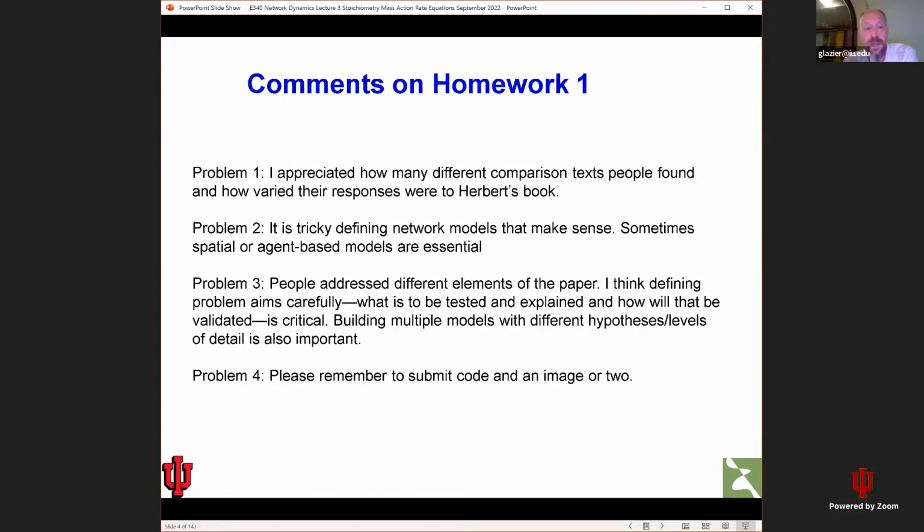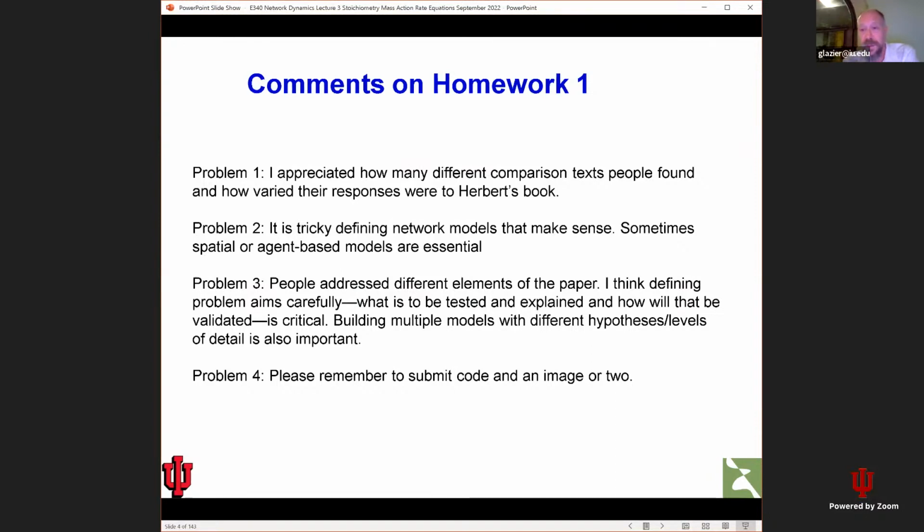And so it's tricky to understand what the hypotheses you're going to test are and how you're going to do that. And I think defining the problem, in a sense, is often the hardest part of building a model. And so coming back to number 2, I think people thought of some great topics, but some people were further along than others in terms of turning those topics into a problem.